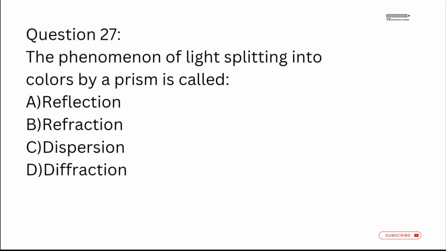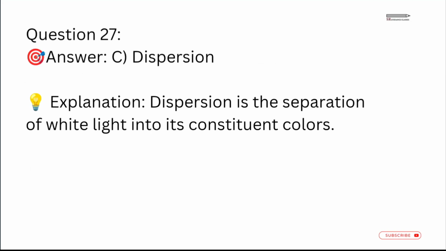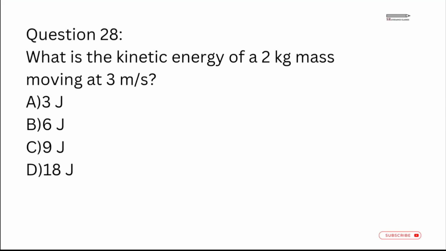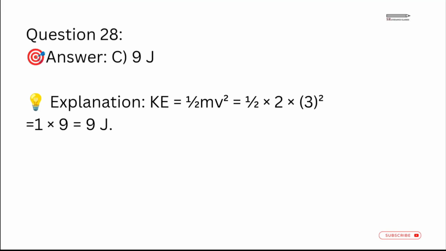The phenomenon of light splitting into colors by a prism is called, the correct answer is option C, dispersion. What is the kinetic energy of 2 kg mass moving at 3 meter per second? The answer is option C, 9 joule.